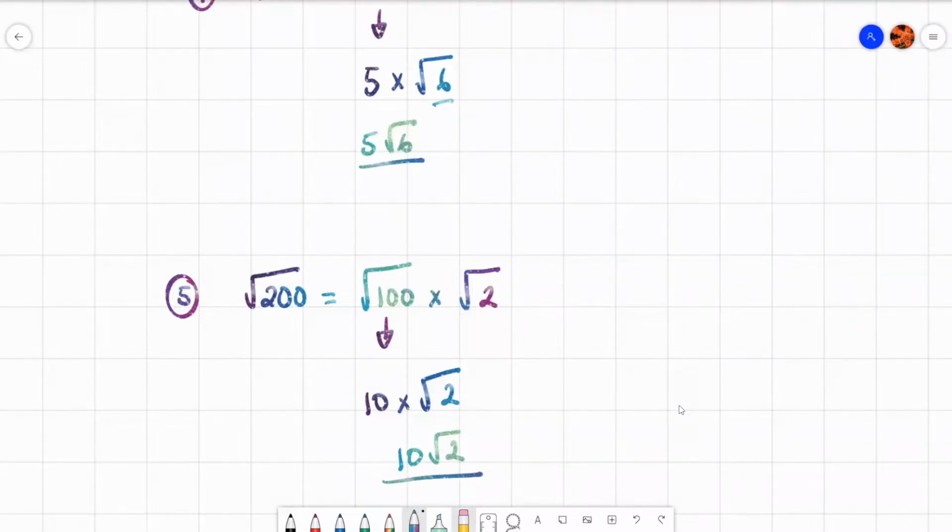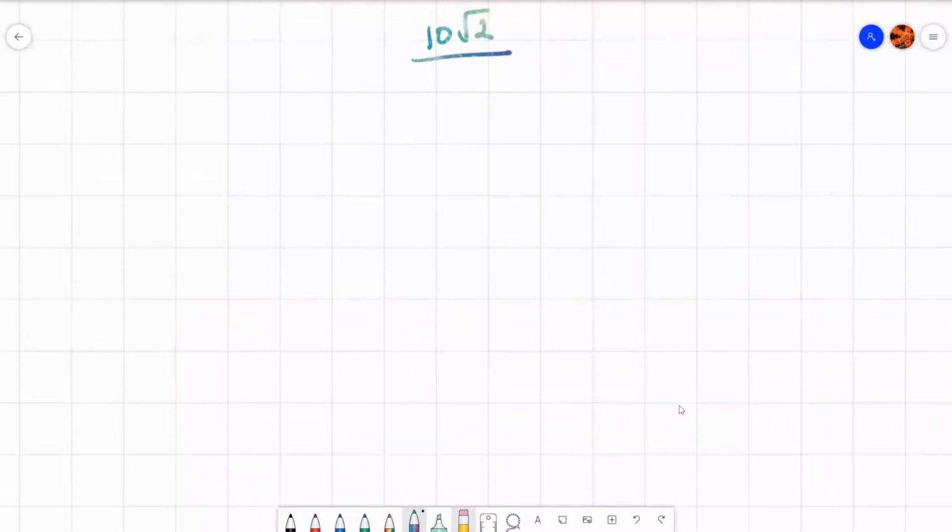Right, let's have a look at expanding some brackets using surds. So it's a slightly higher skill than just simplifying surds. So the first example we are going to do is square root 3 times 3 minus square root 3. Okay, square root 3 times 3, or you could say root 3 times 3, would give us 3 root 3.